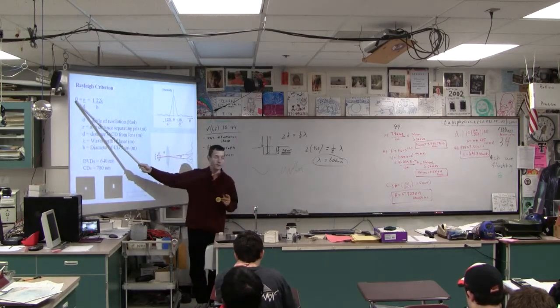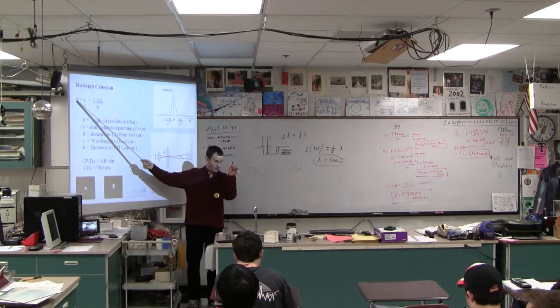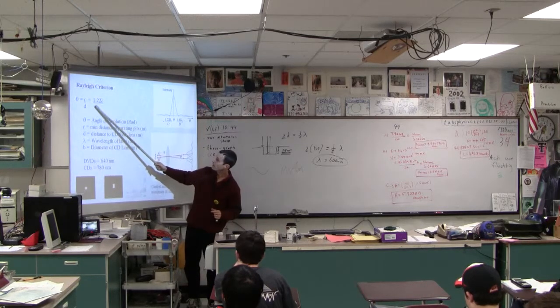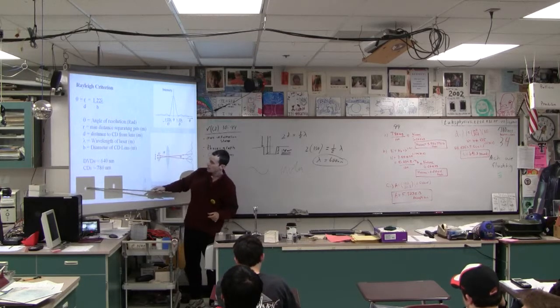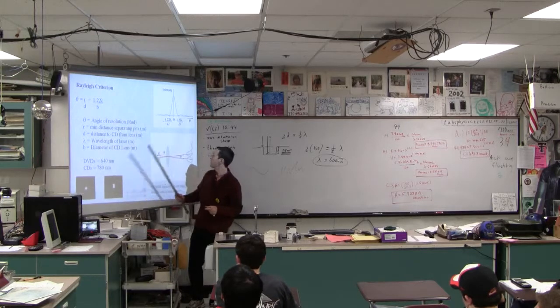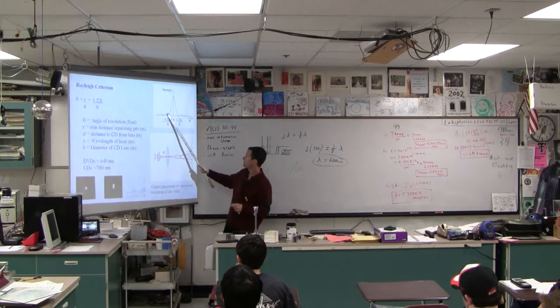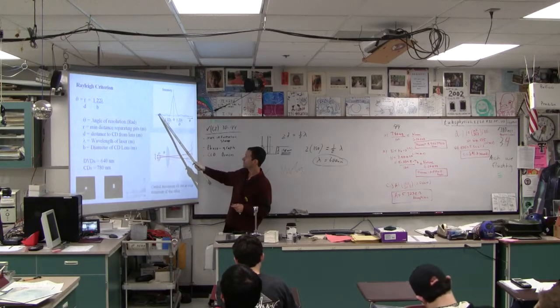So a small theta means that you can resolve very small angles. This is the criterion, and the criterion just places that an ordinary aperture makes an interference pattern of bright, dark, not very bright, dark, even not brighter, dark.